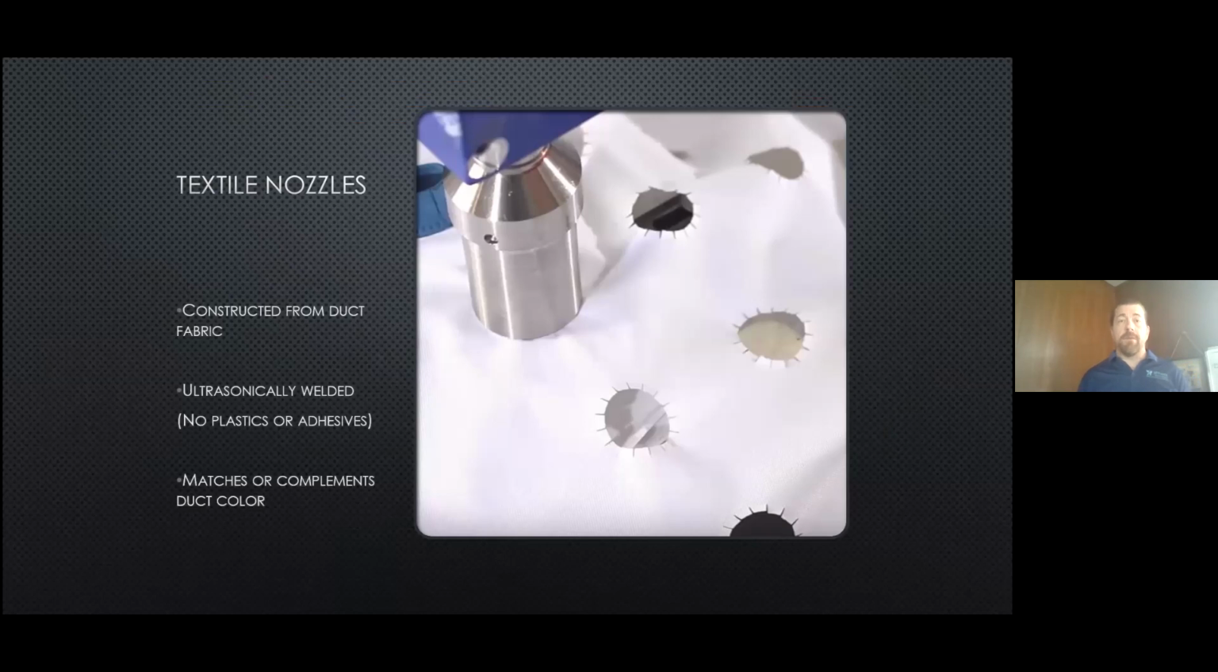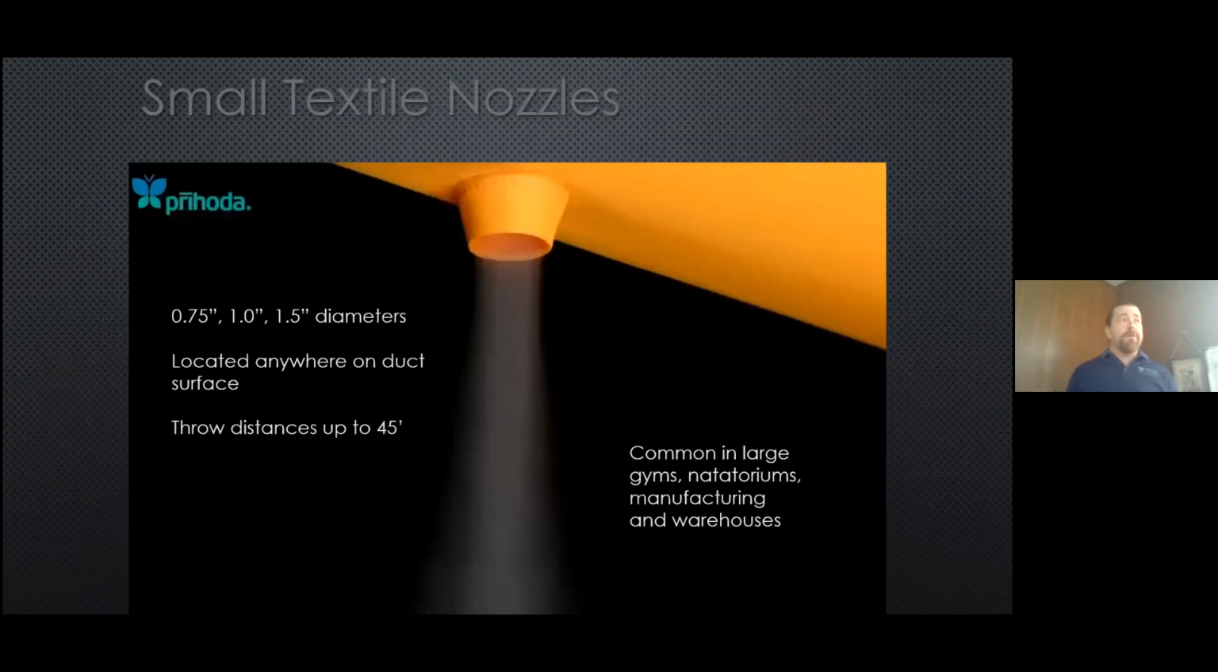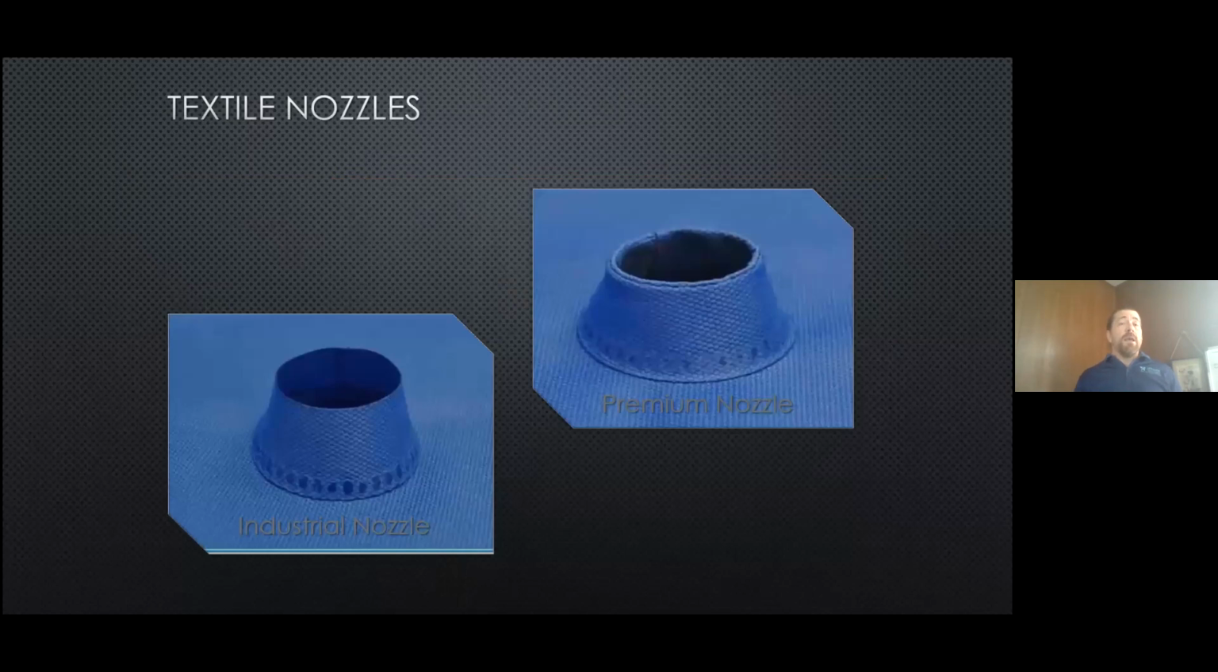It's going to maintain the fire resistance and maintain the overall system aesthetics and color matching. These are going to be available in different diameters, depending on exactly the volume of air that we're working with and the distance that we need to move it. But you're going to get very direct throw distances up to about 45 to 50 feet, depending on what the static pressure actually is in the system.